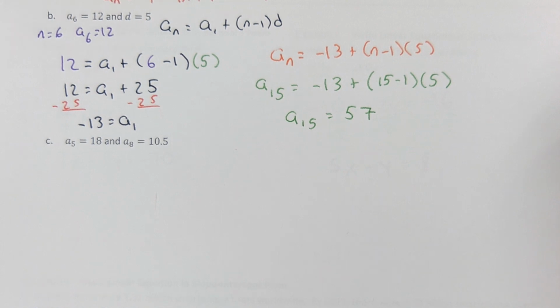I chose the fifth term and the eighth term. But what can I do with that knowledge is the question. What could you find using that knowledge? The common difference, you mean? How? How could I find the common difference?